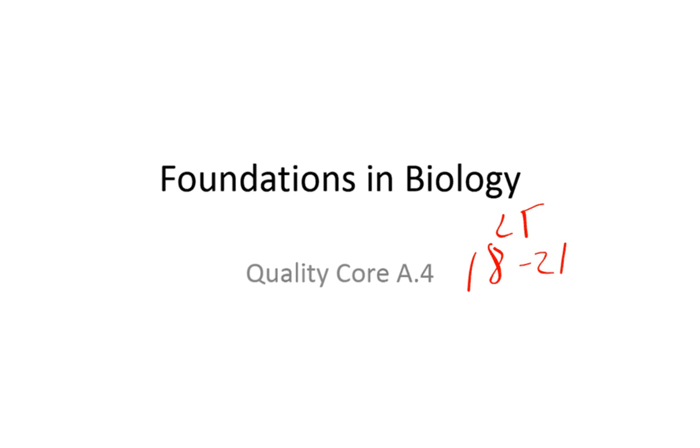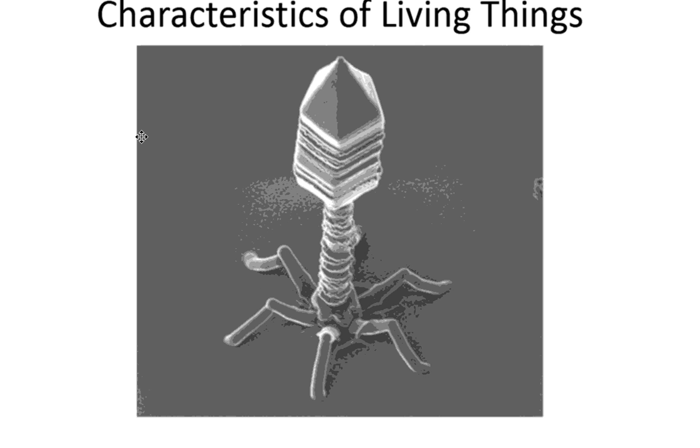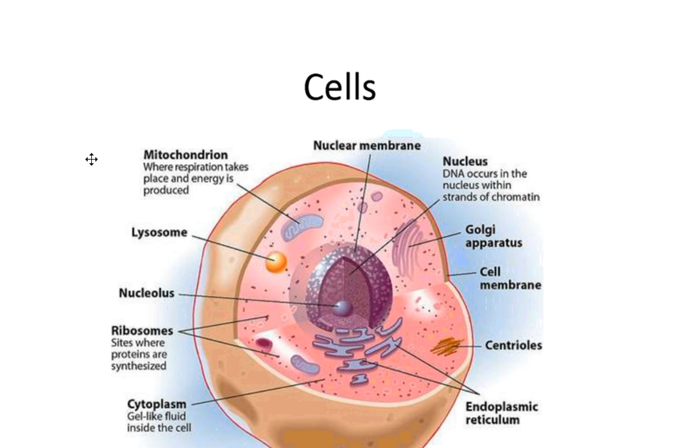One of those things is the characteristics of all living things. Here I have a picture of a virus. A virus is not a living thing. A virus is made of protein and DNA. It reproduces, but all living things are made of cells. All living things grow and develop, things that viruses don't do. So we're going to talk about the 8 characteristics of all living things.